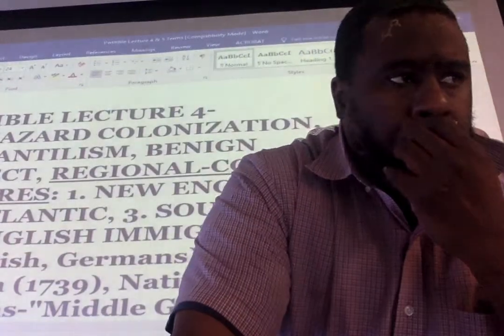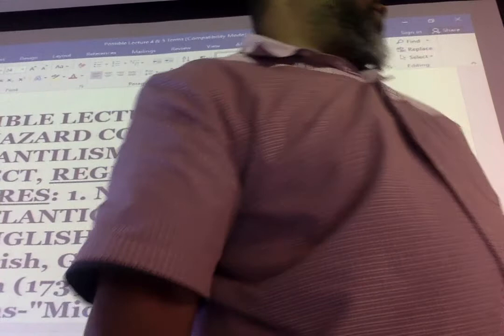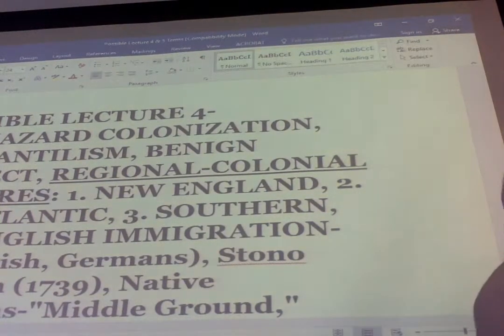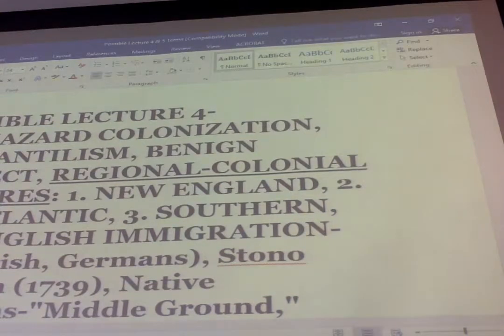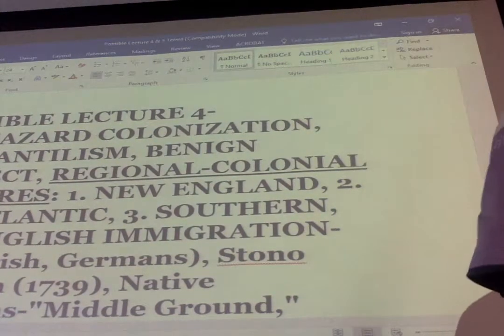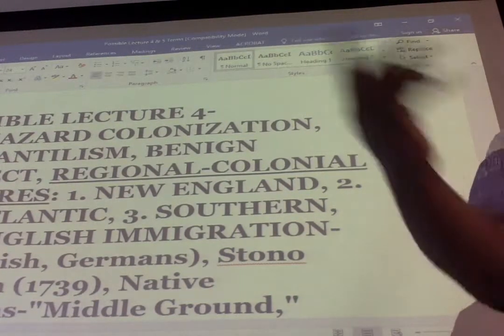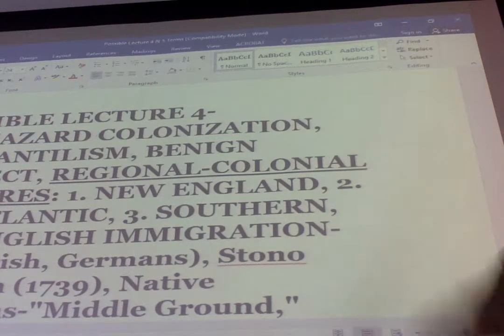So, if you remember last time, we looked at Virginia, New England, and the Middle Colonies. Or in effect, we looked at the development of three regions, right? Three regions. And I'm going to revisit that with this poorly written chart in a second after we get rid of these terms.